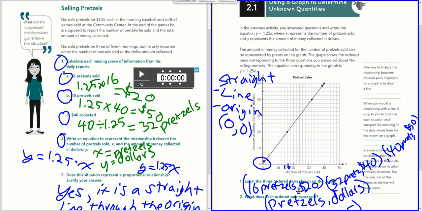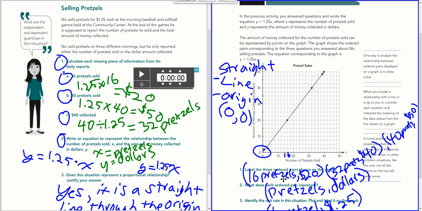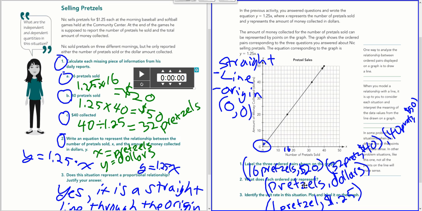So 16 pretzels represents $20. Okay, so 16 pretzels, $20, boom, there it is on the line. And then 32 pretzels represents $40. Okay, so here's my 32 pretzels, here's my $40. All right, and that's that point on the line. And then finally, my 40 pretzels represents a $50 collection of money. All right, so we can write these as ordered pairs. So the first amount represents my pretzels, and then the second amount represents my dollars. So again, the two changing quantities are pretzels and dollars.